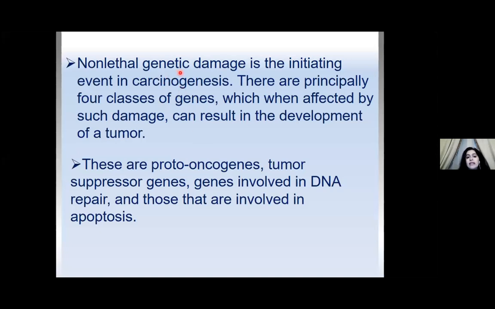Like I said before, the genetic damage is the main initiating event in carcinogenesis. Cancer is a genetic disorder. So there are principally 4 classes of genes, which, when affected by such genetic damage, can result in development of a tumor. Many genes we have inside our body, when they are mutated, can result in carcinogenesis. These mainly are proto-oncogenes, tumor suppressor genes, genes involved in DNA repair, and those involved in apoptosis. Genetic damage in any of these genes can initiate carcinogenesis.